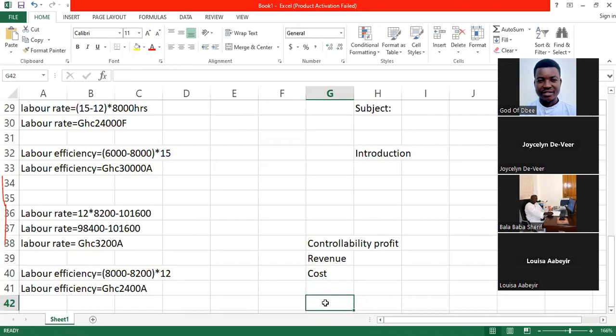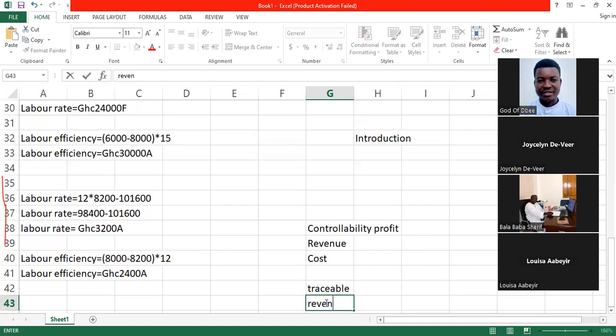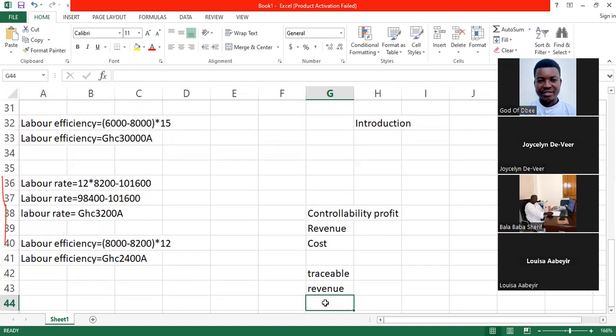But traceable profit is the profit that can be traced to the division. With this one, we take the revenue for the division and subtract all the costs attributable to the division. So if there is any cost apportioned from the head office, it will be subtracted from the revenue to get the traceable profit. If the head office is sharing depreciation to them, the depreciation will be subtracted from the division's profit to get a traceable profit.